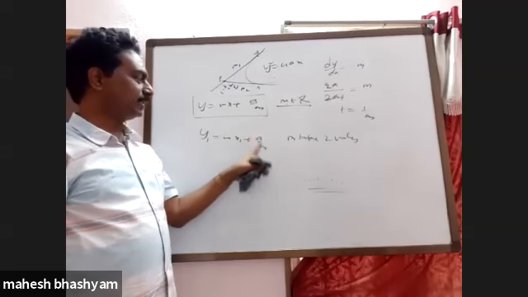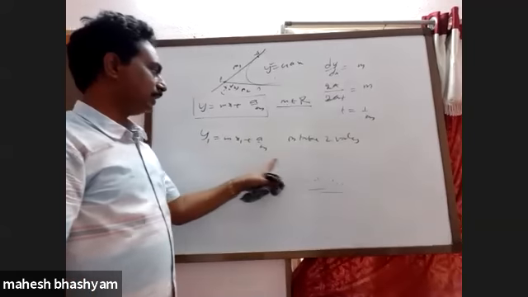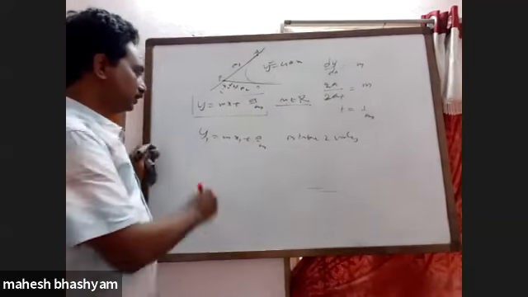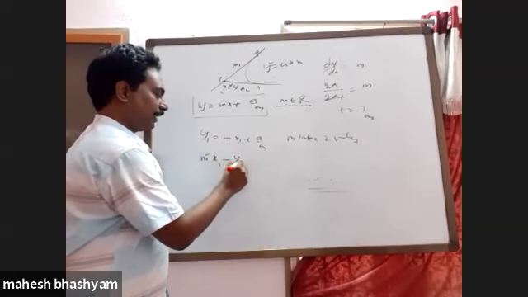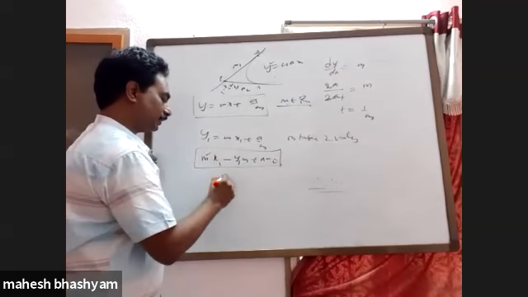y1 is equal to mx plus a by m. This is the tangent whenever it is passing through a given point. Then the number of values of m, instead of all real numbers, takes only two values. Those two values are calculated with the help of this: m square x1 minus y1 m plus a is equal to 0. This is a quadratic equation, sum of slopes.